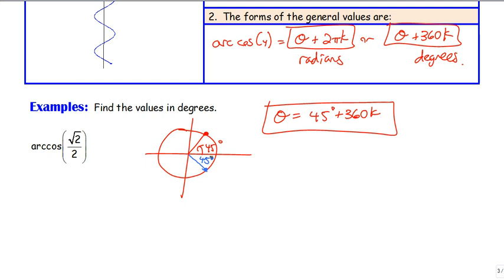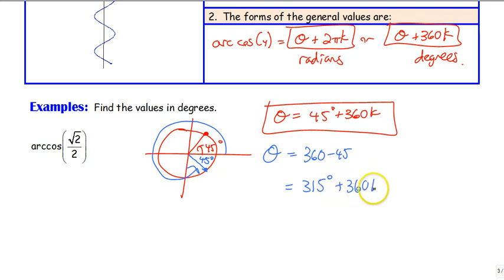So a reference angle of 45. Now you have to figure out how big is the angle from the beginning all the way to there. Well, the other theta is a full 360 minus 45, so you get 315 degrees is this spot right here. Then we have to add all the revolutions we can make with it. So my final answer is 315 degrees plus 360k. Again, draw the circle. It makes it a lot easier to look at.